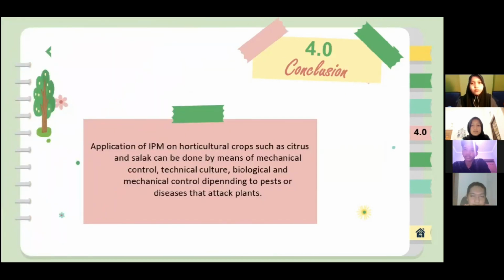And now the conclusion. Application of IPM on horticultural crops such as citrus and salak can be done by means of mechanical control, technical control, biological and mechanical control, depending on the pest or disease attacking the plant.